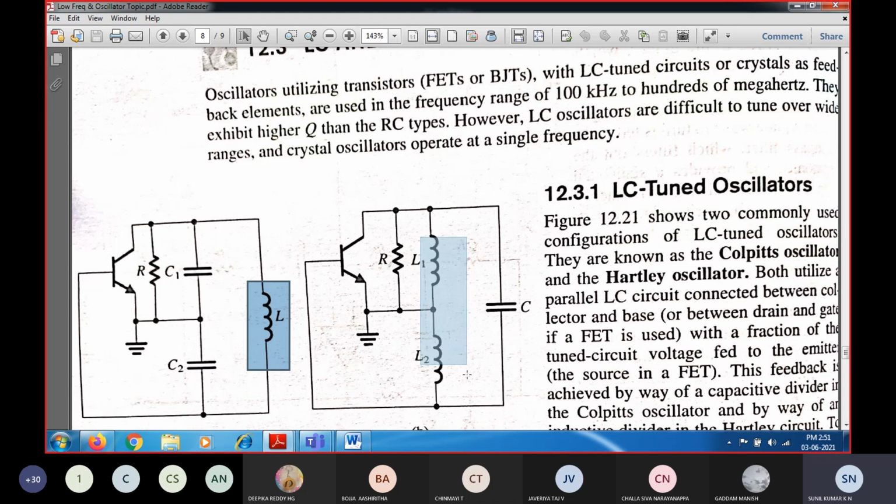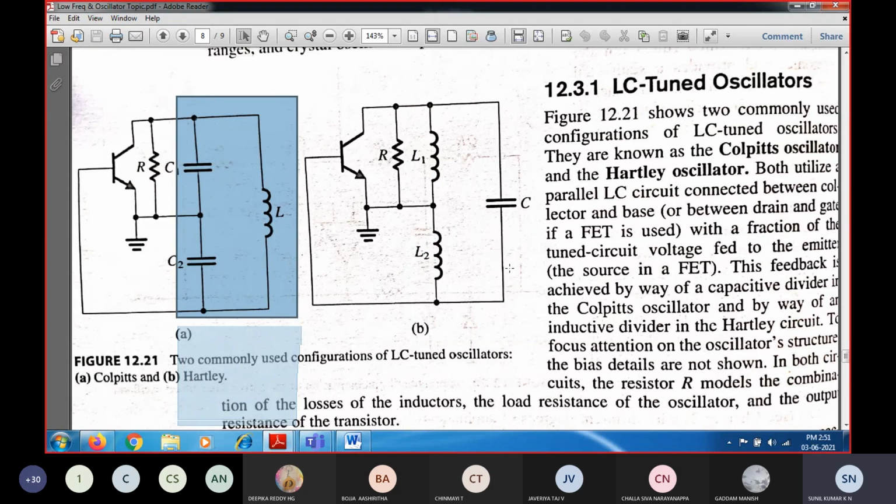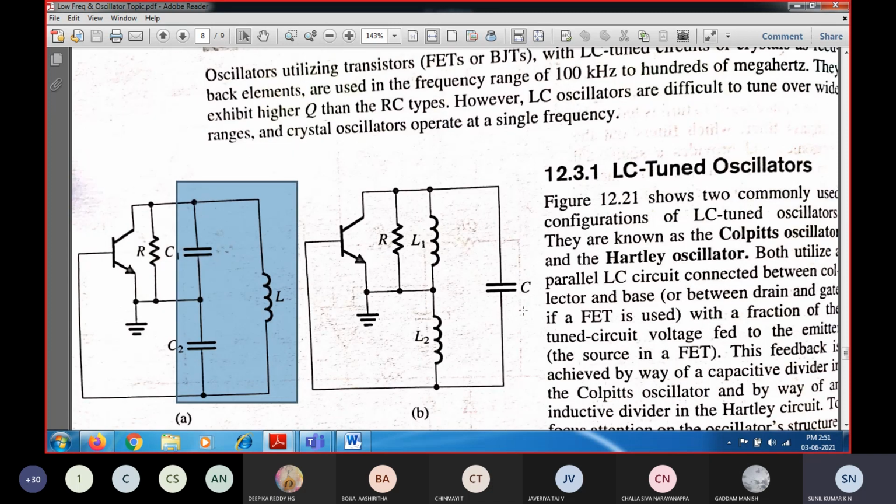You can see in both of the circuits, the capacitor and inductor act as a feedback network. So if the feedback network has L and C, you call it a tank circuit. The classification of LC oscillators has been further done based upon how the inductor and capacitor have been connected.